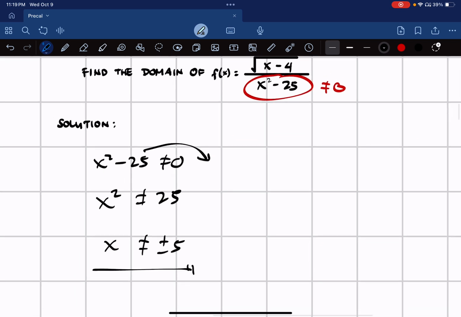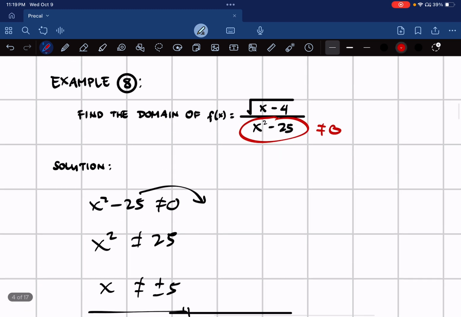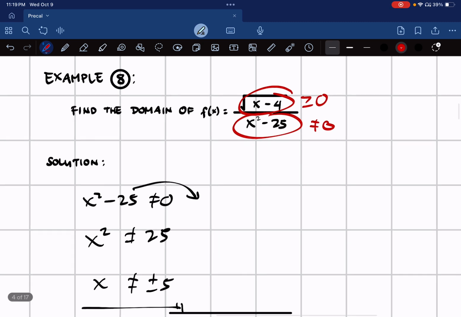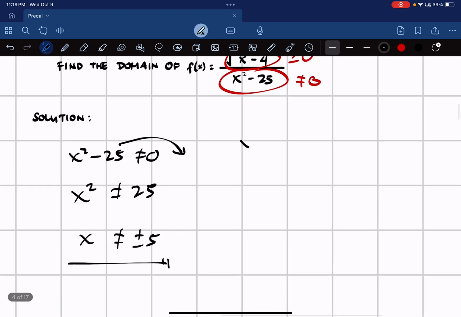First restriction. And then, what is our second restriction? The numerator. Since it is a square root, it must be greater than or equal to 0. So we have x minus 4 is greater than or equal to 0. Let's suppose x is greater than or equal to 4. And that is our second restriction.